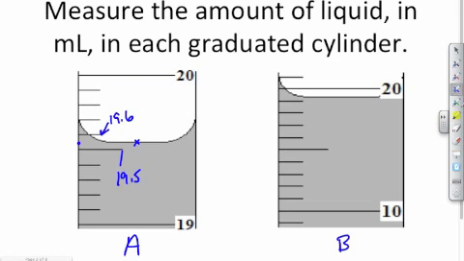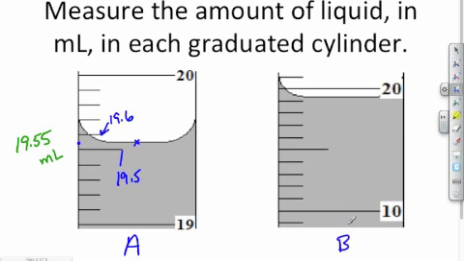So then what does this measurement become? Well, we would write down 19.5 because it's at least that much, and then we're going to estimate a digit beyond that. Since it's about halfway, we're going to say 19.55, and then of course put our units. So the volume according to graduated cylinder A is 19.55 milliliters.